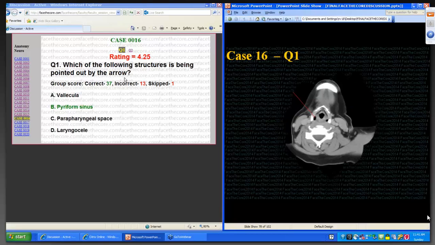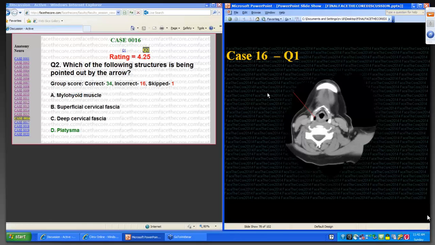Okay, case 16 is, which of the following structures is being pointed out by the arrows? So we talked a little bit before about this. Remember that these 2 structures are the aryepiglottic folds, and then the 2 recesses along their posterolateral border are the piriform sinuses. So therefore the correct answer here was B. Vallecula, we talked about those air spaces behind the base of the tongue, bounded sort of along the lateral aspects of the median glossoepiglottic ligament.